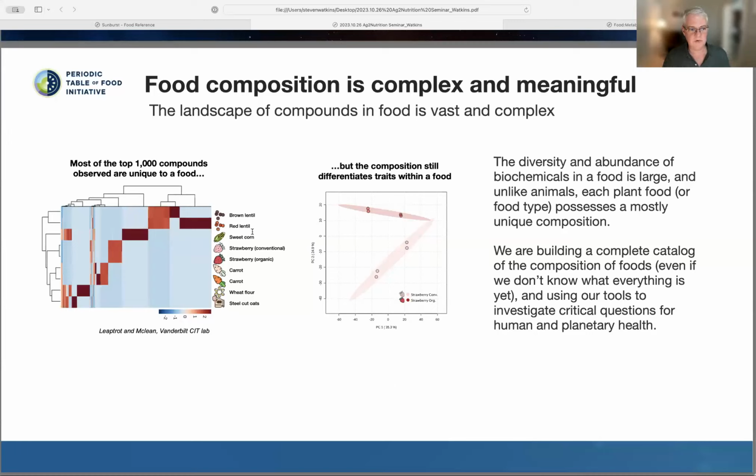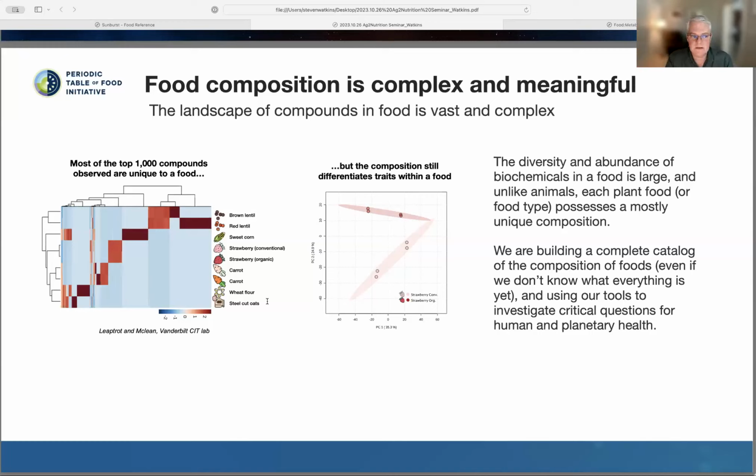And you can see on the left, it was 2 lentils, a brown lentil variety, a red lentil, corn, 2 strawberry varieties of 2 strawberries each in conventional and organic, some carrots, wheat flour, steel cut oats. And we took the top 1,000 compounds we saw in this study. And what you see in red is where those compounds are highly abundant in the food, and blue means they basically didn't exist in those foods. And the x-axis here is a series of slices of these 1,000 compounds.